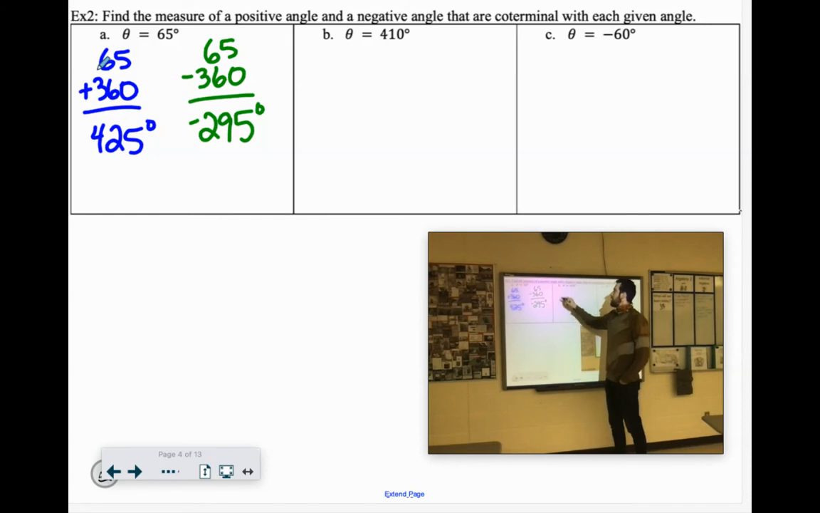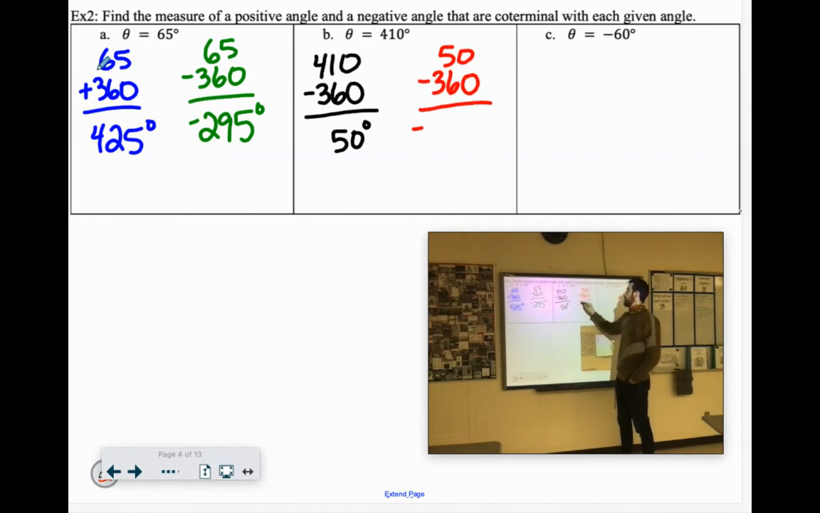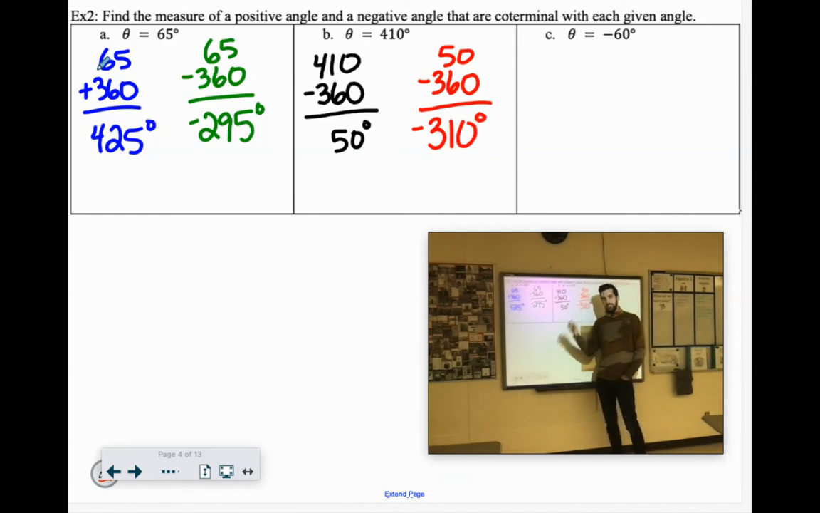All right, 410 degrees. Let's go ahead and subtract 360 from that. And we are left with 50 degrees. So we subtracted it and it still came out positive. So there's our positive coterminal angle. Now as far as the negative coterminal angle, we could take that 50 degrees and subtract the 360, which will give us negative 310 degrees. These would end up in the exact same position.